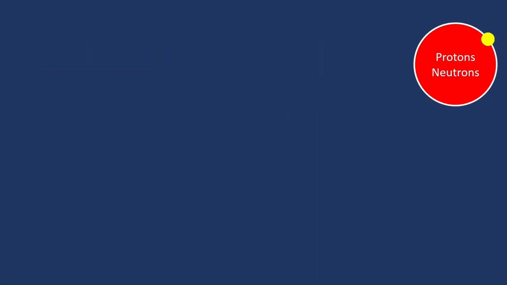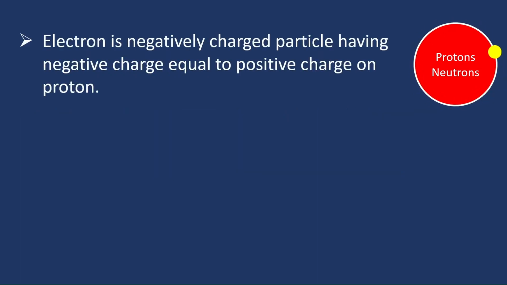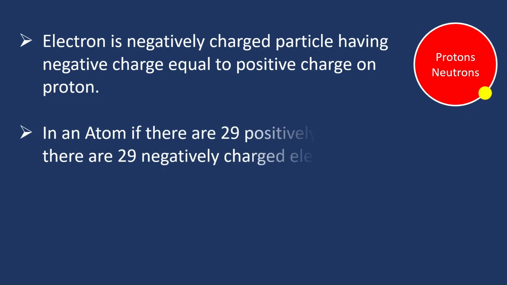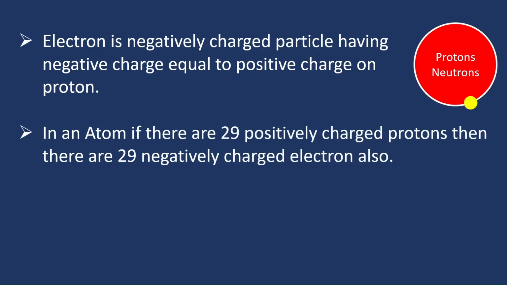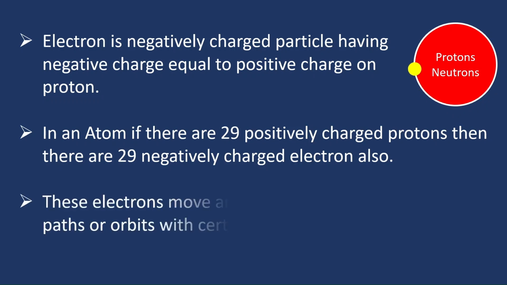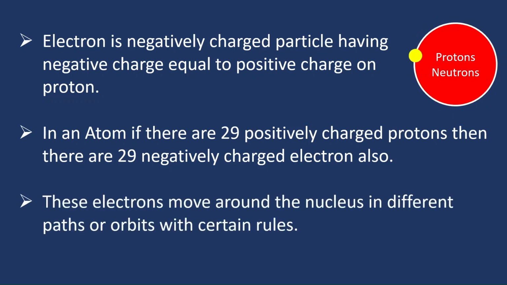An electron is a negatively charged particle having a negative charge equal to the positive charge of a proton. For example, in a certain atom, if there are 29 positively charged protons, then there are 29 negatively charged electrons also. These electrons move around the nucleus in different paths or orbits with certain rules.